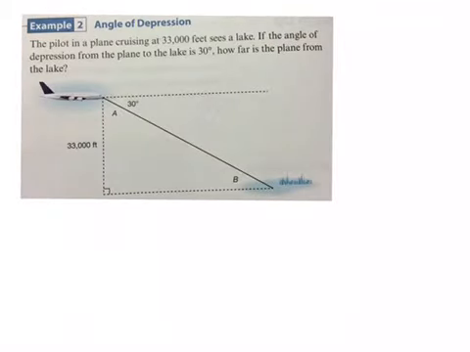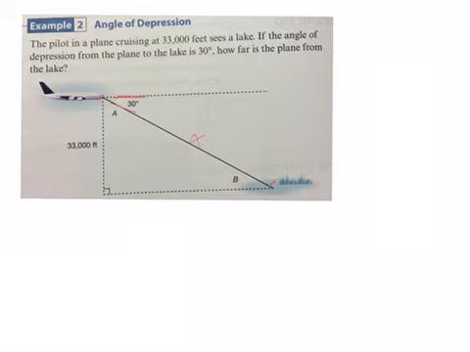Example 2 says angle of depression. The pilot in a plane cruising at 33,000 feet sees a lake. If the angle of depression from the plane to the lake is 30 degrees, how far is the plane from the lake? So notice this angle from here to here is 30 degrees, and we're wanting to know the distance from here to here. So I'm going to call that length x.